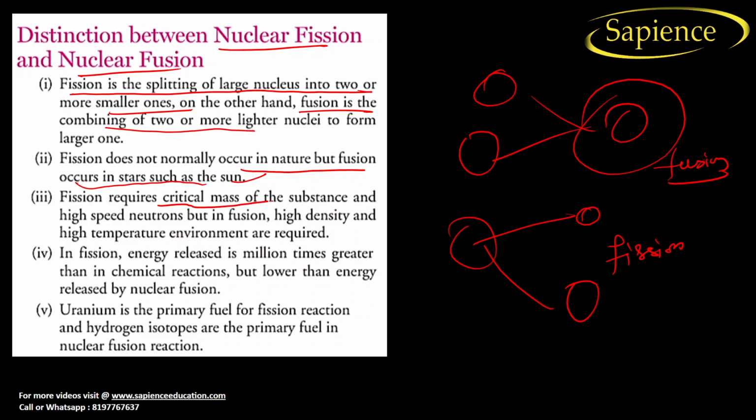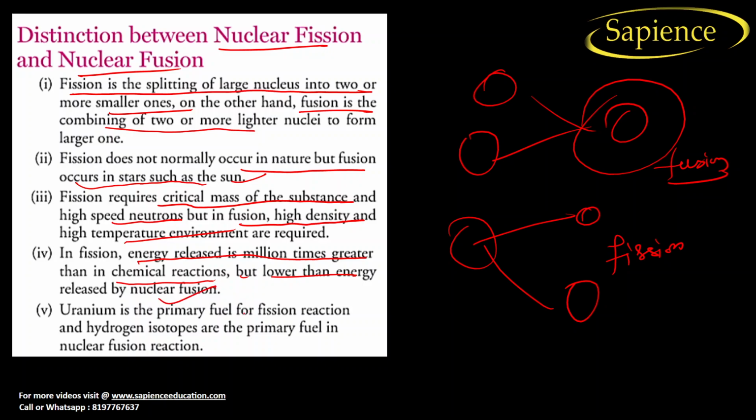Fission requires a critical mass of the substance and high speed neutrons, but fusion requires high density and high temperature. So in stars, fusion requires high density as well as a huge amount of temperature, but fission doesn't require it. In fission, the energy released is a million times greater than in a chemical reaction, but lower than the energy released by nuclear fusion.